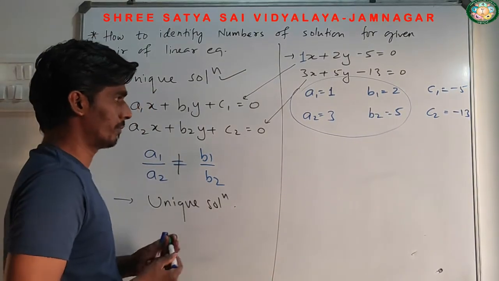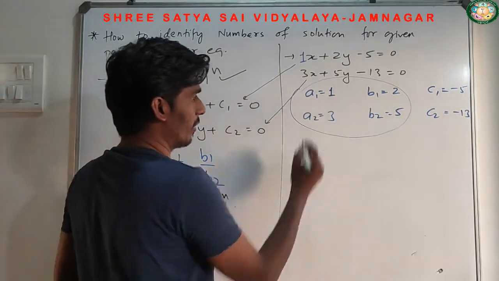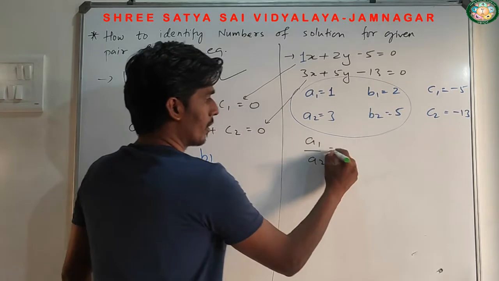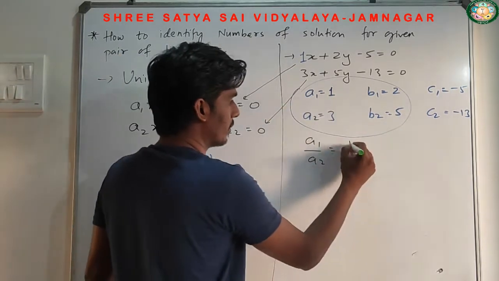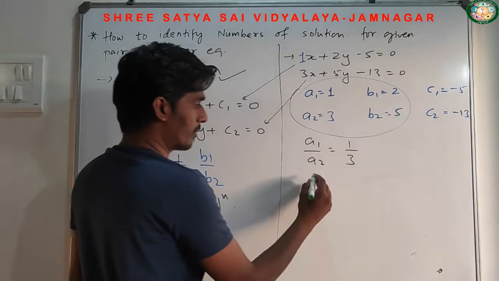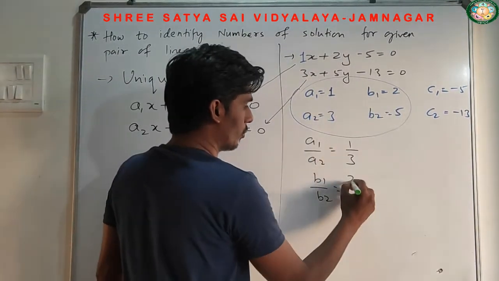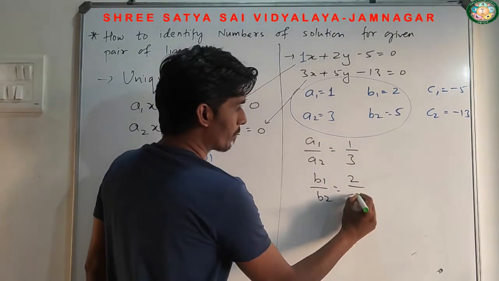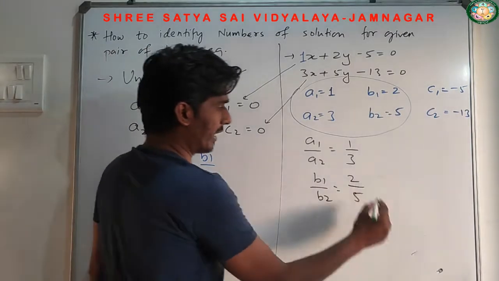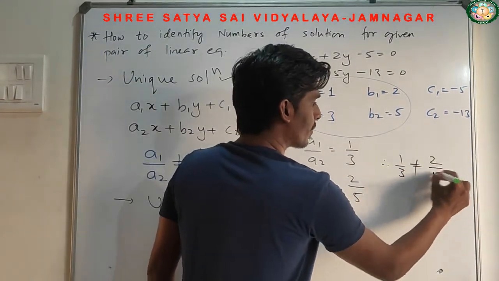So what am I going to do? a1 upon a2 versus b1 upon b2. Let's verify it. a1 upon a2: what is a1 here? It's 1. What is a2? It's 3. Let's find b1 upon b2. What is b1 here? It's 2. What is b2 here? It's 5. So are they equal? Definitely I can say that 1 by 3 is not equal to 2 by 5.